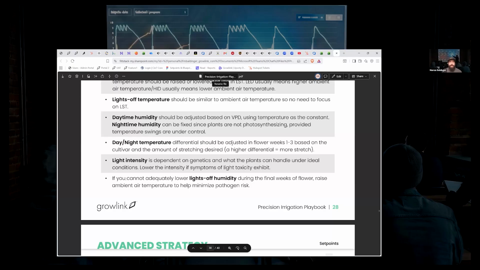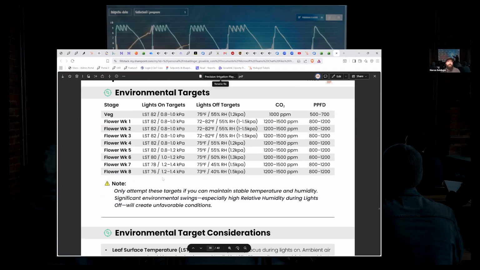This is the biggest thing right here. Final weeks of flower, and we're talking like the last week 5 onward, 5, 6 onward, depending on how fast of a developer it is. If you can't adequately lower your humidity during the final weeks of flower, raise your ambient air temp to help minimize pathogen risk. That is something that is a sacrifice that you have to make.